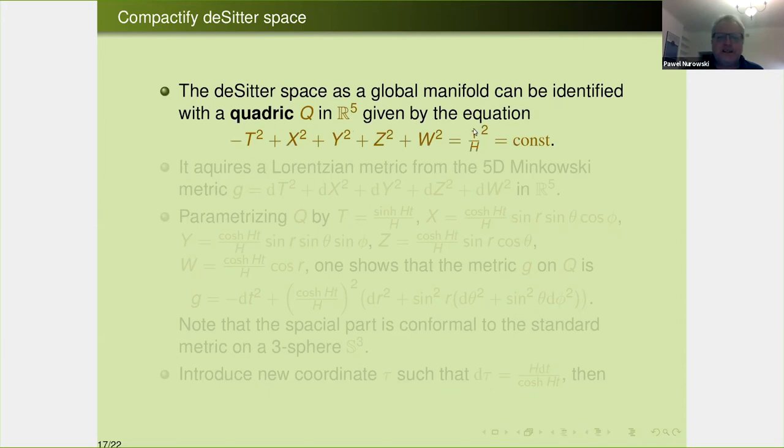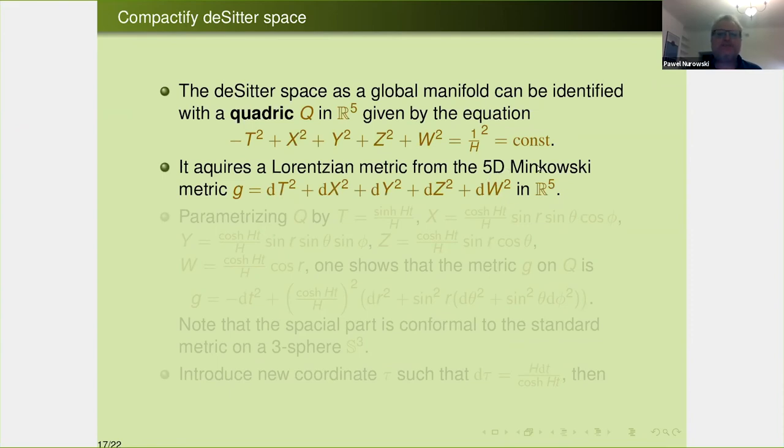So you have a quadric like this with, here should be 1/h², where h is constant, okay? So you consider this quadric Q in R5 with coordinates capital T, capital X, capital Y, capital Z, capital W, okay? H is constant and here should be 1/h². So this quadric acquires a Lorentzian metric from the five-dimensional Minkowski metric, which should be minus dT squared plus dX squared plus dY squared plus dZ squared plus dW squared. I was just trying my best to do this signature correctly. So now I have a five-dimensional Minkowski space with signature minus plus plus plus plus.